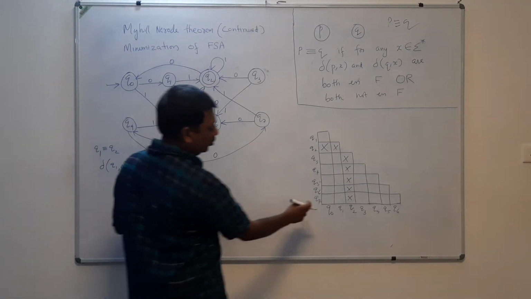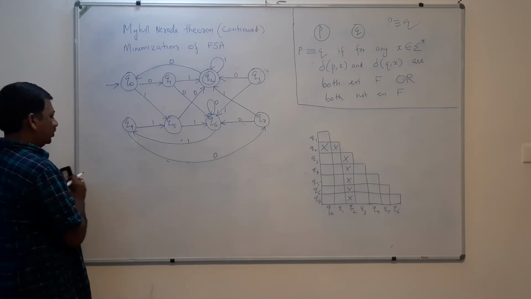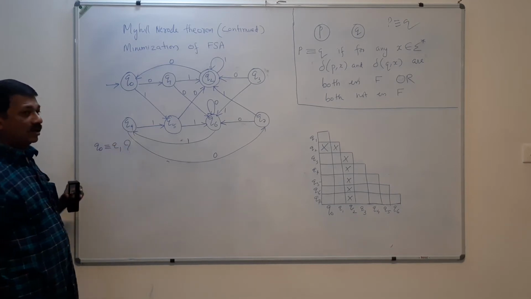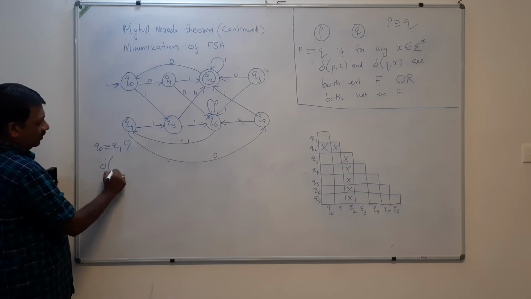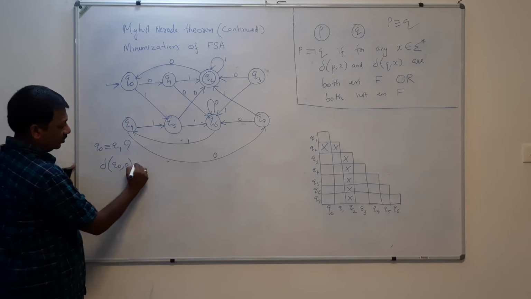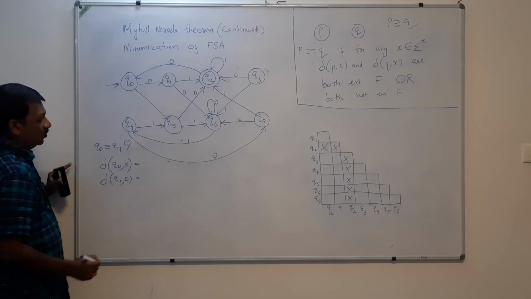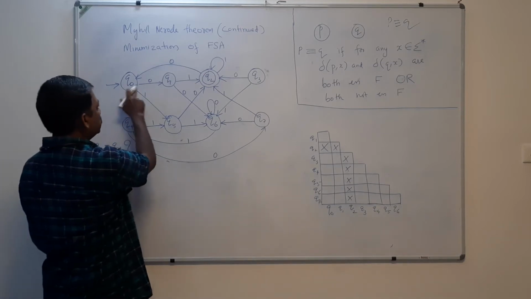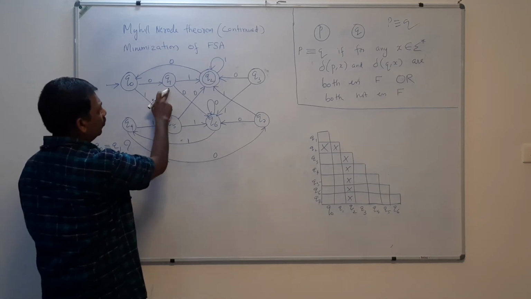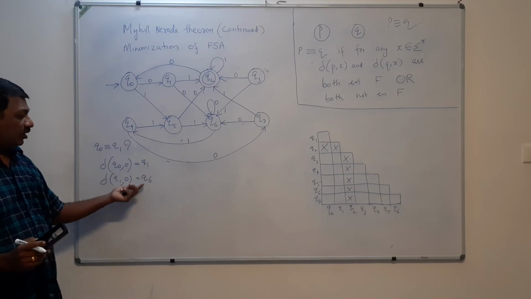I am going to check whether Q0 and Q1 are distinguishable. I am going to check whether Q0 and Q1 are equivalent. For that, I am going to apply the input 0. What will happen to Q0, and on the input 0 to Q1, what will happen? What is Q0 on 0? Q0 on 0 is Q1. And what is Q1 on 0? Q1 on 0 is Q6. Now you got Q1 and Q6.